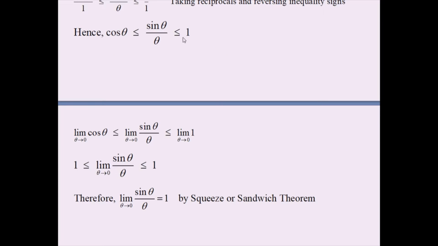And then we'll take the limit of each term and let theta approach 0. As theta approaches 0, the cosine of theta will approach 1. And therefore the limit of cosine of theta as theta approaches 0 is 1. And the limit of the constant 1 is just 1. So this limit quantity is trapped between 1 and 1. And by the sandwich theorem, if we have a quantity trapped between 1 and 1, the limit of this quantity is equal to 1.